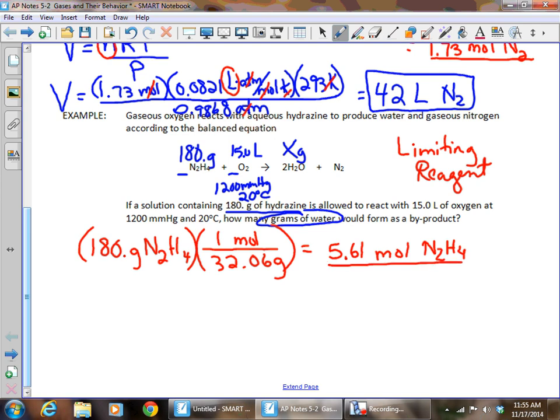Now, the problem here, though, is that we're not given that kind of information about oxygen. We're given a volume, we're given a temperature, we're given a pressure. And that's just classic information for using the ideal gas equation. So that's what we're going to do. PV equals nRT. We're solving for n. We want to find moles, and the number of moles is going to be equal to PV over RT.